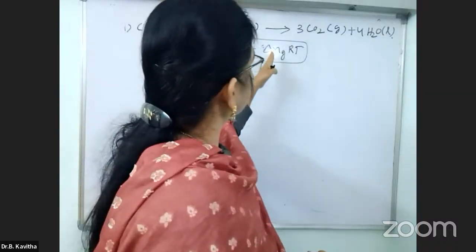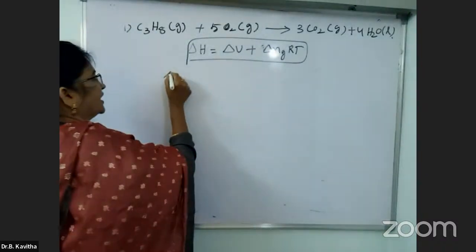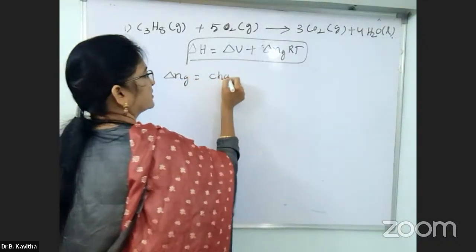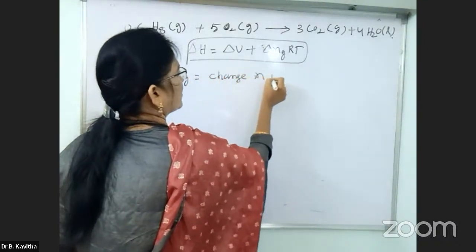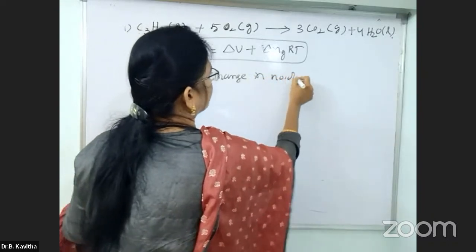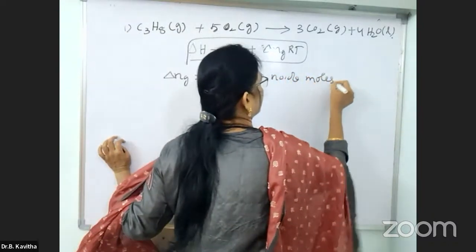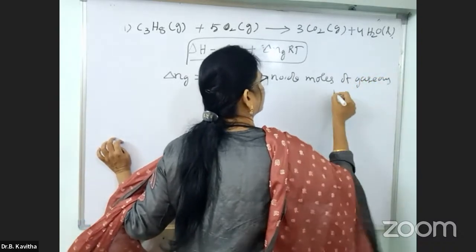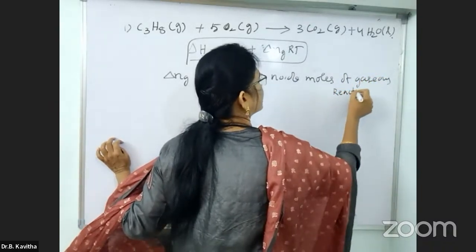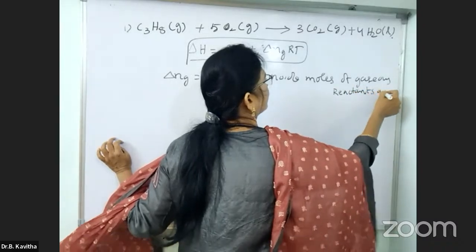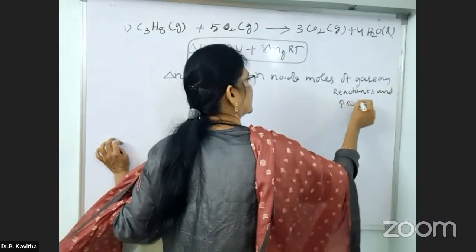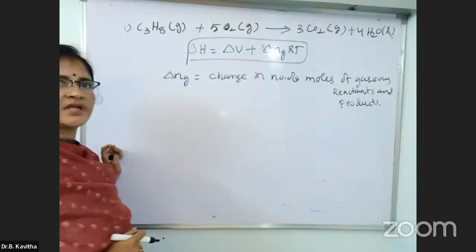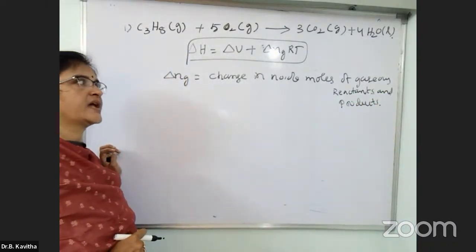Right. Now how do we calculate delta Ng? What is delta Ng? I already told you. Change in number of moles of gaseous reactants and products. Change in number of moles of the gaseous reactants and products.